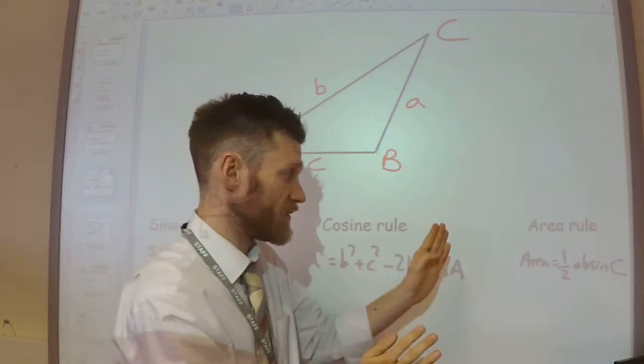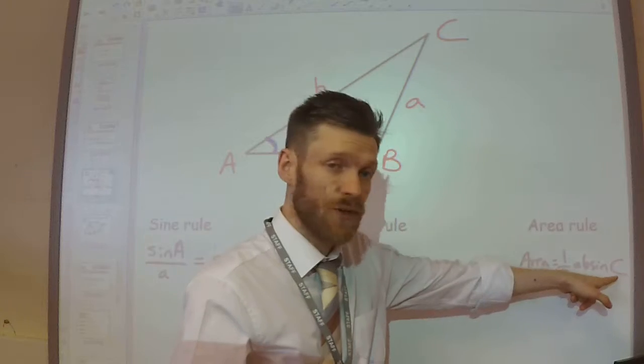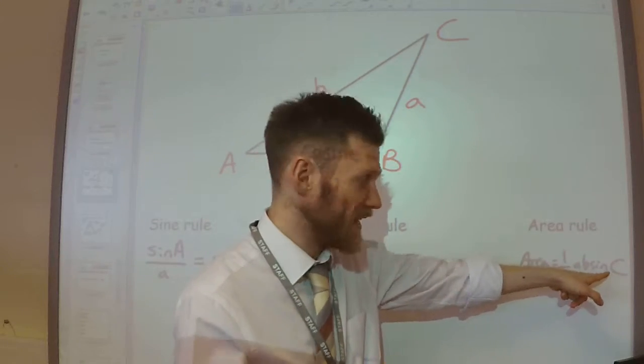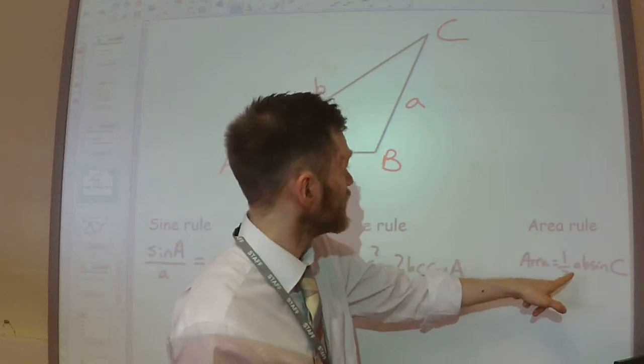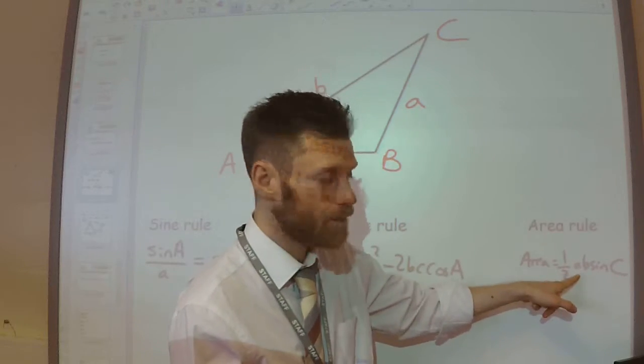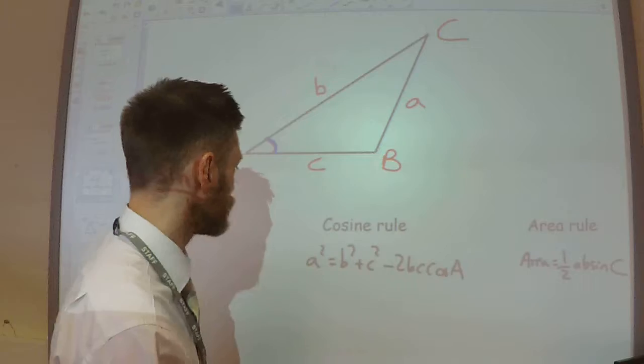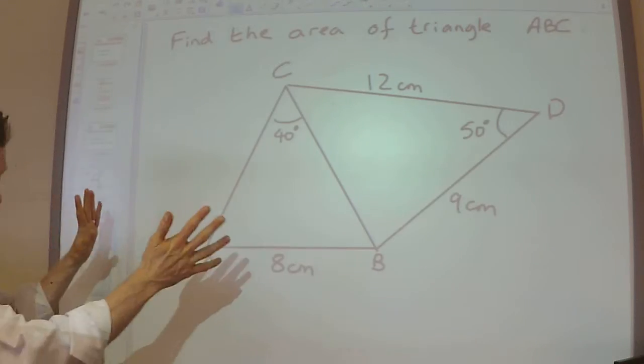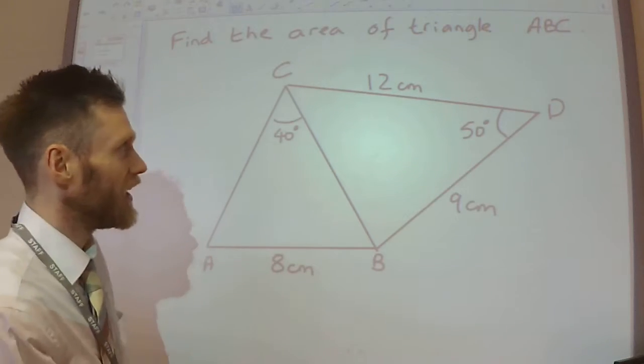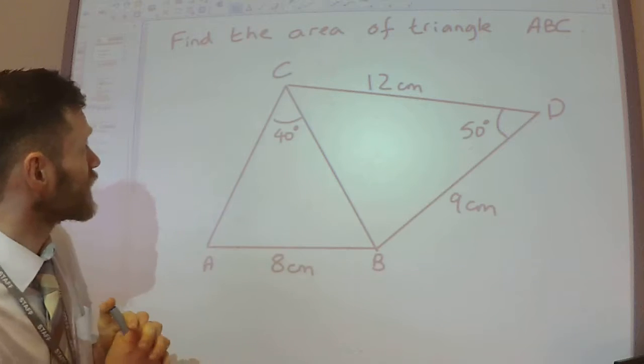And the only important thing for the area rule is the angle must be the angle that is in between the two sides A and B. Okay, so this angle must be the angle in between A and B. So anyway, that's a very quick summary. Let's have a look at an example.